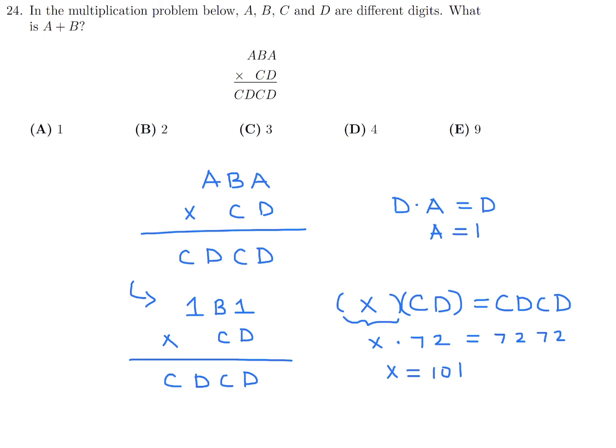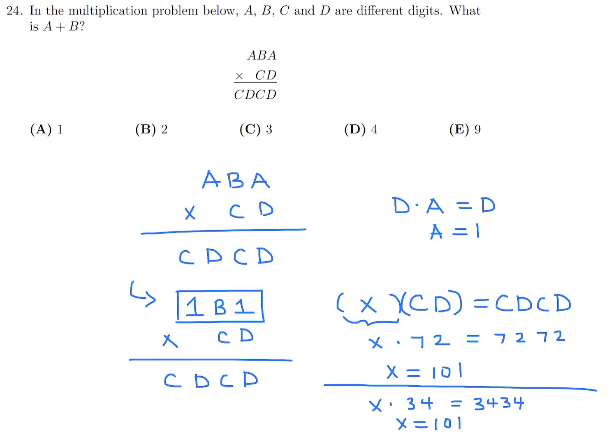All right? Now say, well, I'm not convinced this is always going to be 101. Okay, no problem. Let's try a couple more values for CD. Let's say C is anything you want, 3, and D is equal to 4. Okay, so that means 34 times X is going to be 3434. And again, do the same thing, and again, you'll get X equal to 101. So this number is 101.